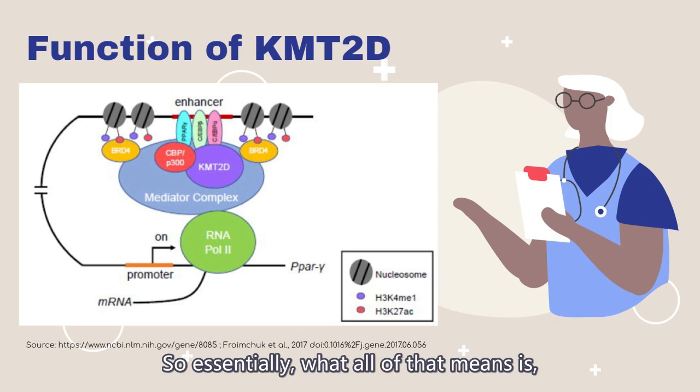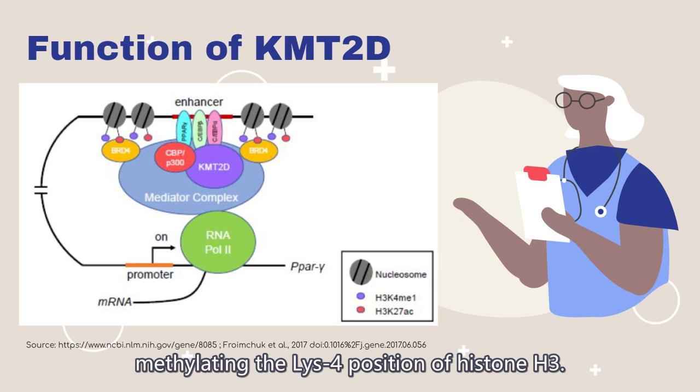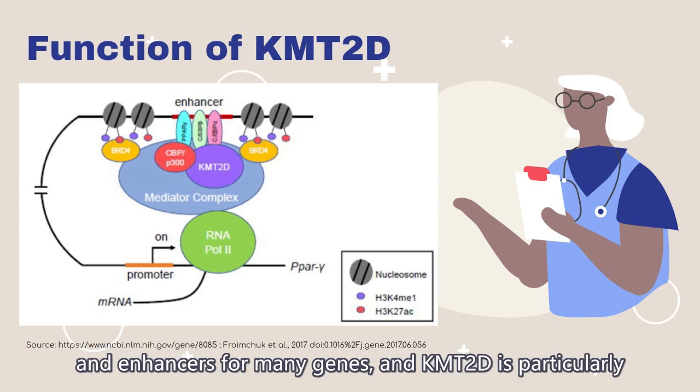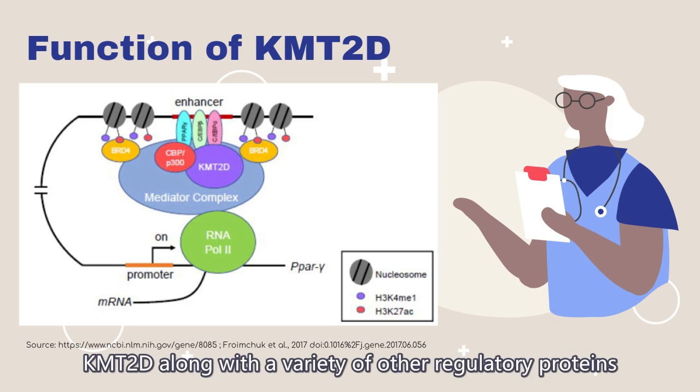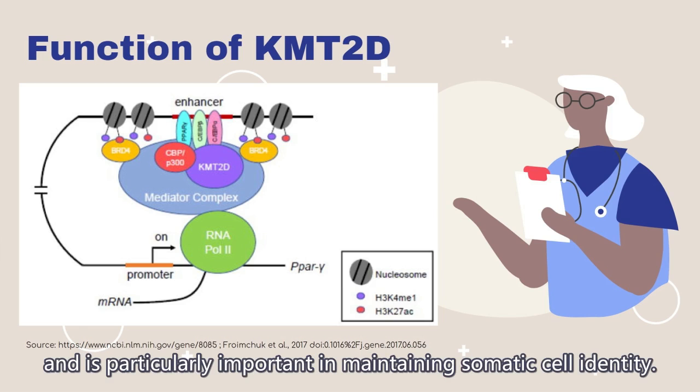So essentially, what all of this means is KMT2D functions as an H3K4 methyltransferase, methylating the lysine 4 position of histone H3. These H3K4s are important in marking promoters and enhancers for many genes, and KMT2D is particularly important for binding enhancers. KMT2D, along with a variety of other regulatory proteins, are needed for transcription of specific genes and is particularly important in maintaining somatic cell identity.